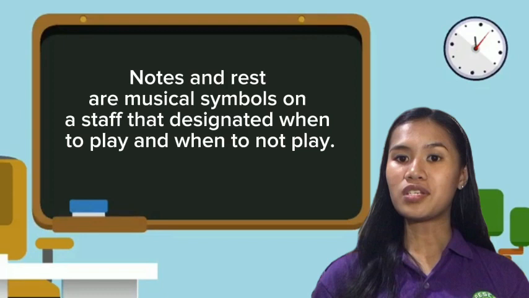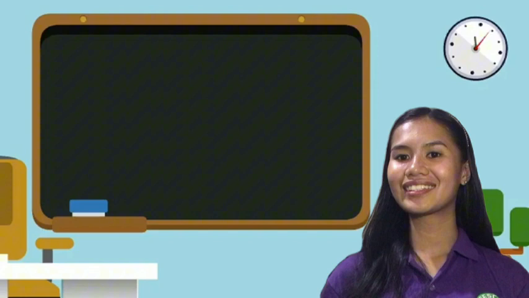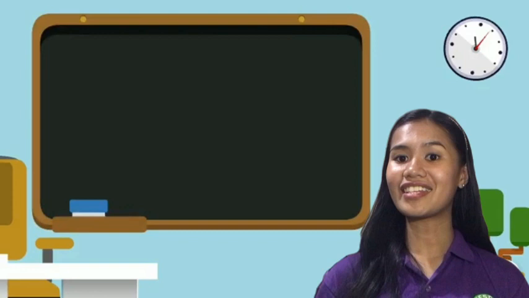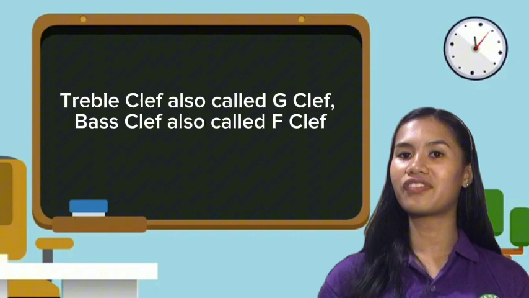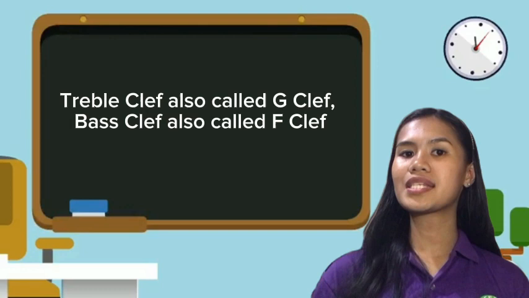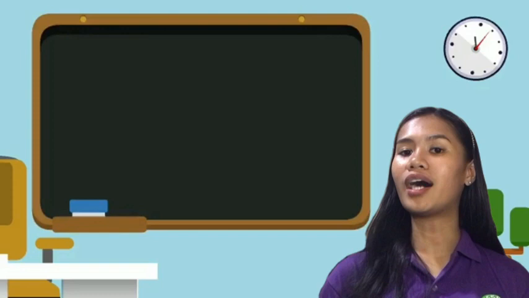Anybody else? Yes, Kyle? That's right. Treble clef and bass clef. Treble clef, also called the G clef, curls around the second line of the staff, while the bass clef is also called an F clef, wraps around the highest F note on the bass staff. Everyone, please give 10 claps to Kyle and Jenny.